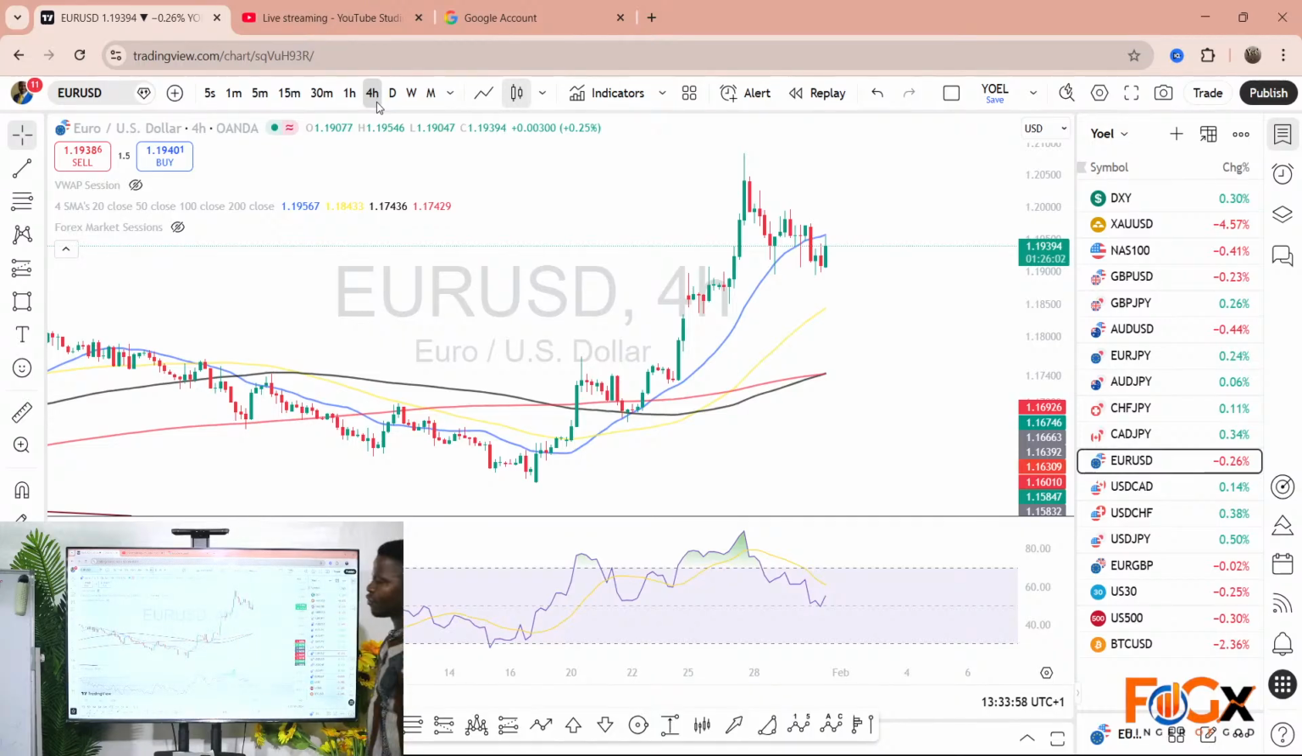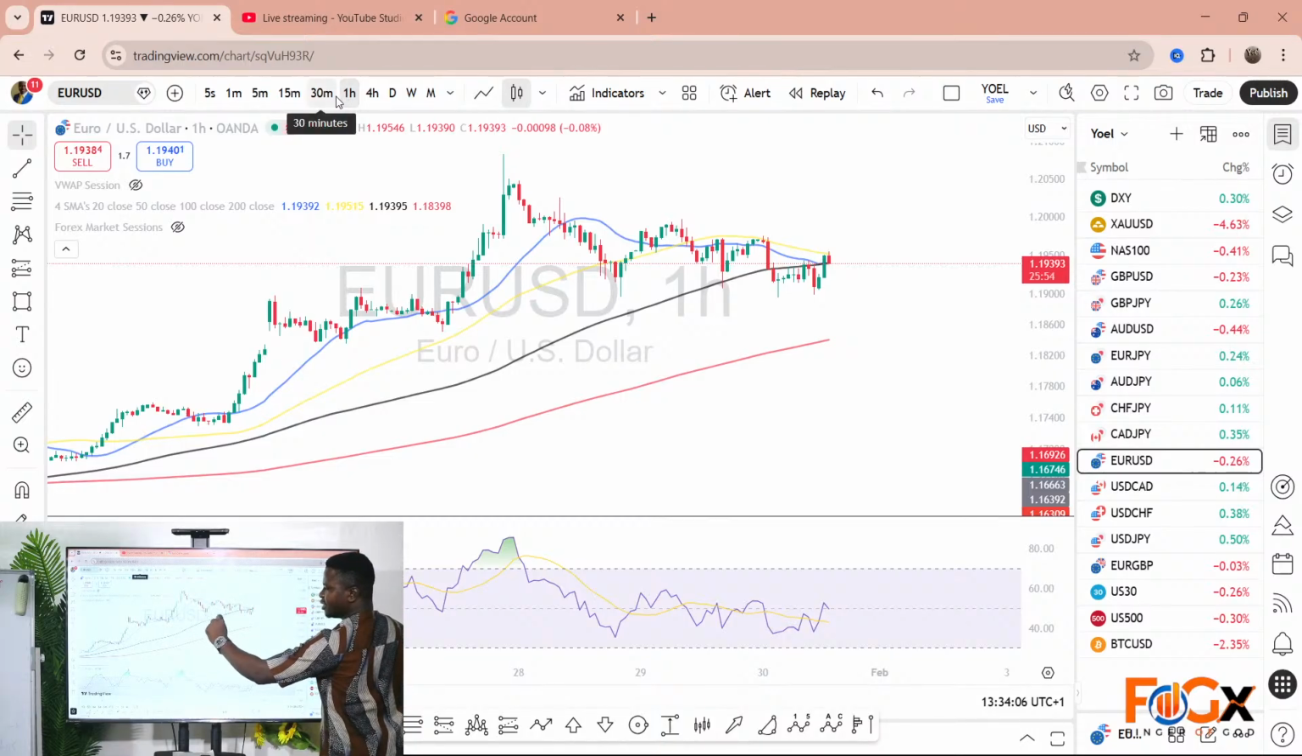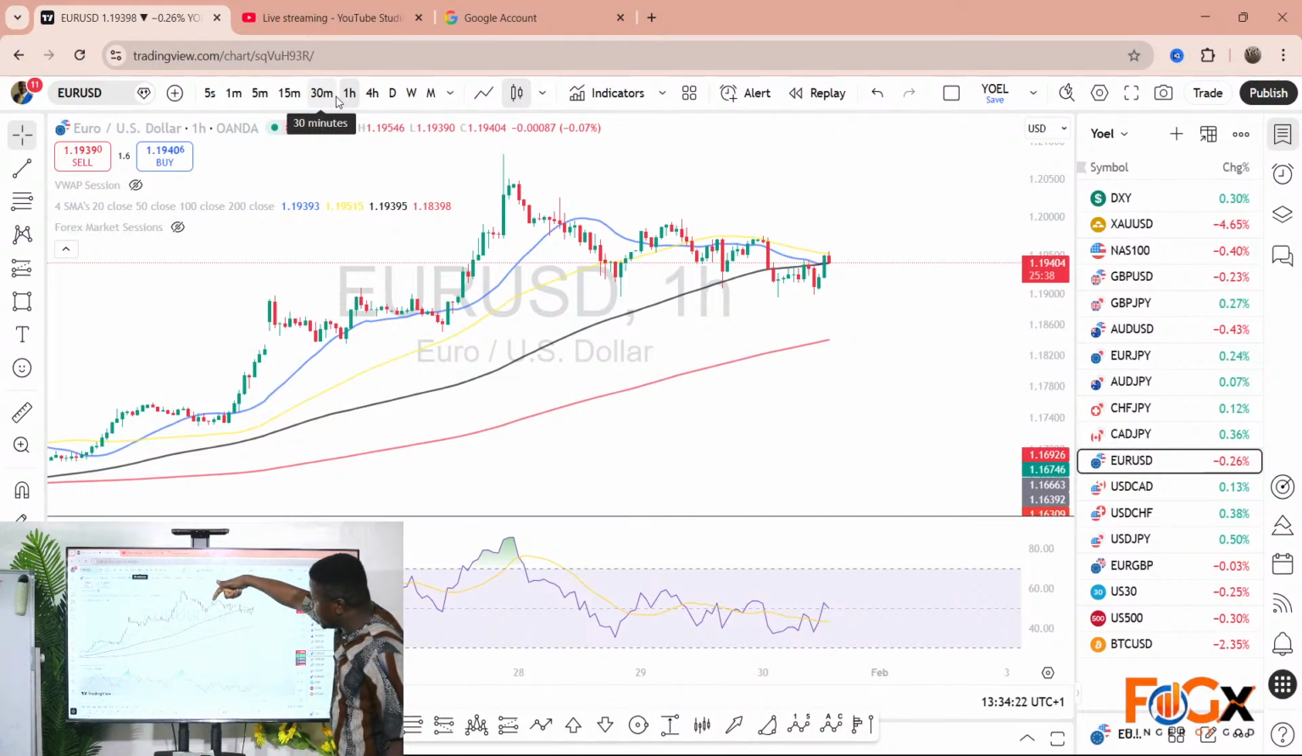Let's go to 1 hour. As you can see, this area that I mentioned, as price gets there, is rejecting. So if you are going to trade it, you wait for price to come back to that area. You buy again. But now you're also supposed to mark where your TP should be. If you notice, the gap is not so much.